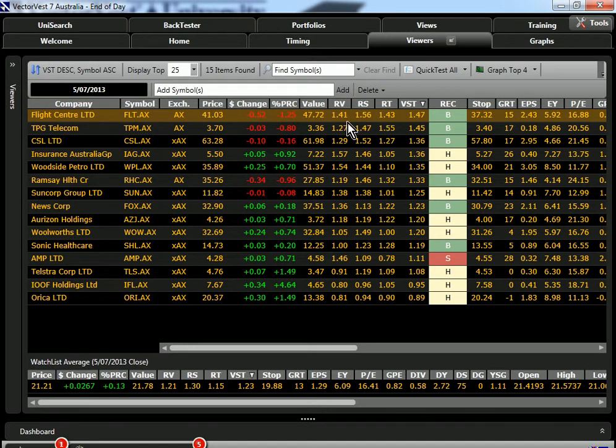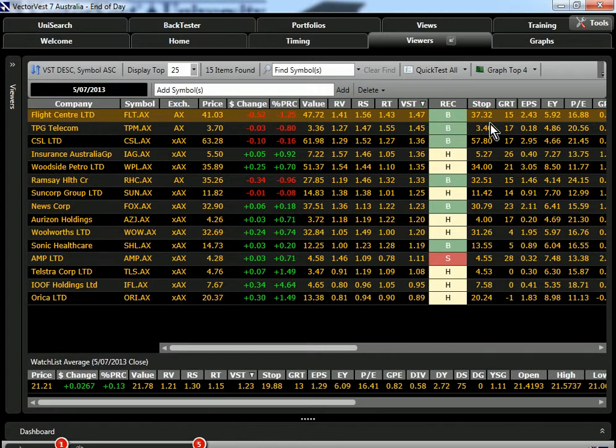We combine relative value, relative safety, and relative timing to give us our VST vector indicator. VST combines the fundamental valuation with the insights of technical analysis into one single comprehensive indicator, and that's how this list of stocks is ranked. I'm going to get to recommendation in a second. Let me move over to our stop price.